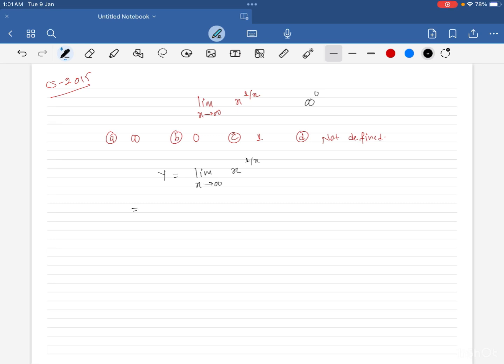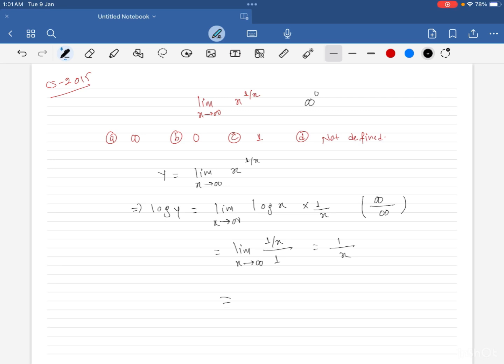limit x tends to infinity x to the power 1 divided by x. Now we can take the log both sides, that is going to be limit x tends to infinity log x, and that 1 by x will be multiplied here. Right, now if we apply the limit, then it is going to be infinity by infinity. Now we can apply the L'Hopital rule, that will be 1 divided by x upon 1. Right, so that will be 1 divided by x, limit will be there.